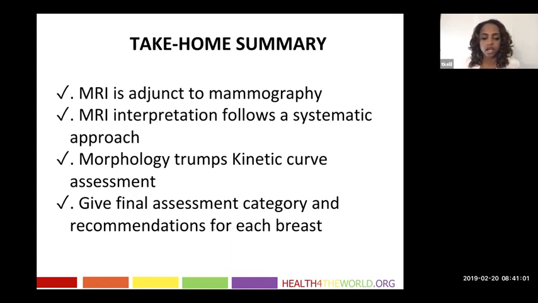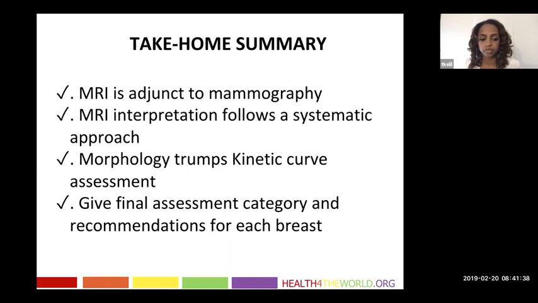And then finally, you want to assess the kinetic curve, how the curve behaves, and come up with an overall impression. Another important point that I want to emphasize is that morphology trumps kinetic curve assessment, meaning if the mass has suspicious morphologic features, even if the kinetic curve assessment is reassuring, you should still categorize that finding as suspicious, because you should go with the most suspicious feature, even if the kinetic curve assessment is persistent or benign appearing. You should go with the most suspicious feature. Finally, once you take everything into account, you want to give a final assessment category and recommendation for each breast.